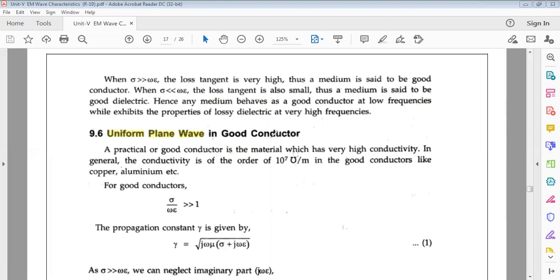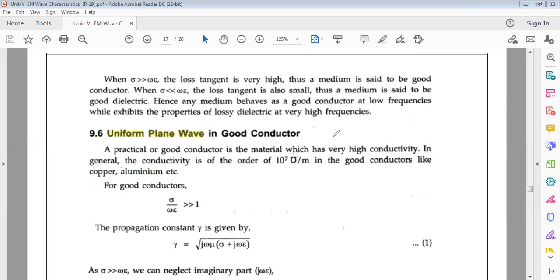Now we go for another topic, the uniform plane wave in a good conductor. Good conductor means conductivity is high, which means sigma by omega epsilon is very much greater than 1. So sigma is very much greater than omega epsilon, and here you can neglect omega epsilon, because we are considering the uniform plane wave in a good conductor. A practical or good conductor is a material with very high conductivity. In general, a conductivity of the order of 10 power 7 mho per meter is a good conductor, like copper, aluminum, etc. So it is very much greater than 1.